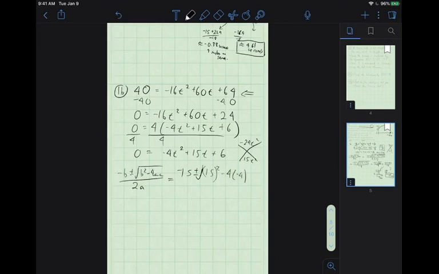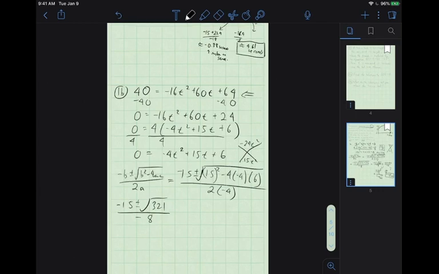Negative 15 plus or minus, grab my calculator, 15 squared again is 225, okay, and we're adding on to 225, 4 times 16, no, 6, not 16. Okay, so that gives us 321 all over negative 8. I don't think 321 has a perfect square, and it doesn't, but it's about 17.9.